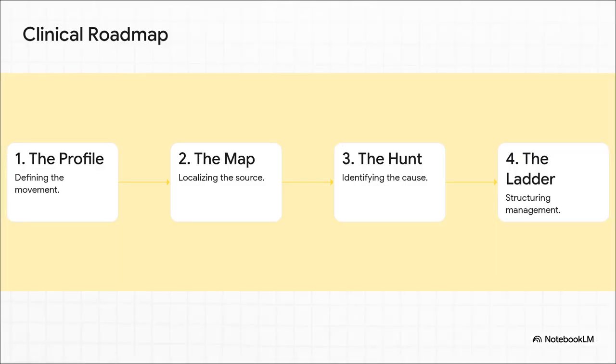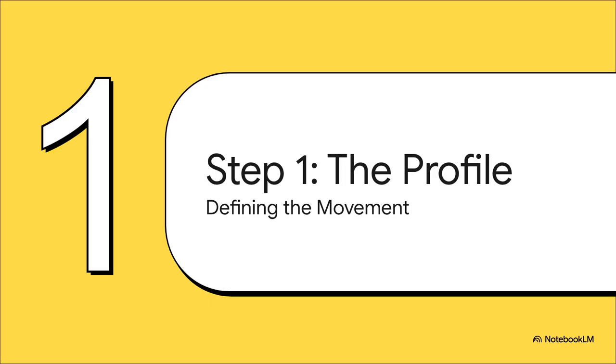So there it is. That's our roadmap for this whole explainer. Profile, map, hunt, and ladder. Let's jump right in at the beginning with the profile. Step 1 is all about being a detective. It's pure observation. Before we can even dream of figuring out the why, we have to carefully describe the what. Is it happening in just one tiny spot? Is it all over the place? Is it everywhere at once? Getting this initial description right is the foundation for everything that comes next.